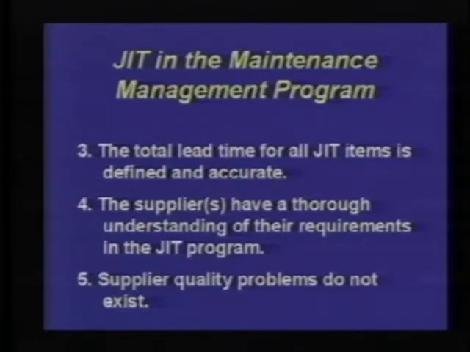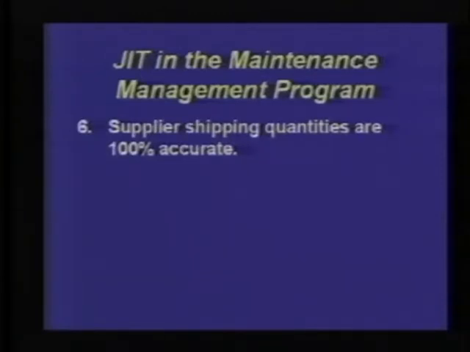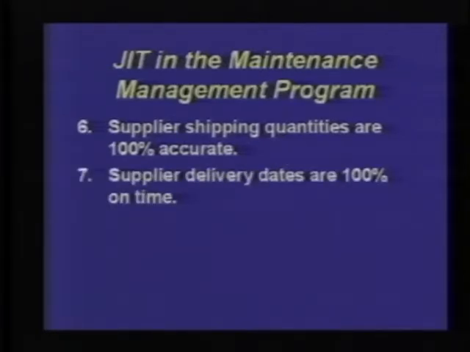Well, how did you get to that point? By instituting a vendor verification program. Number 6, supplier shipping quantities are 100% accurate. Now continuing on to page 43, item 7, supplier delivery dates are 100% on time.